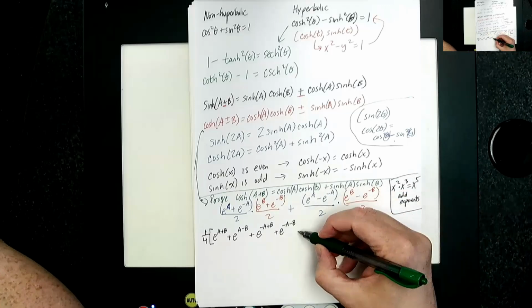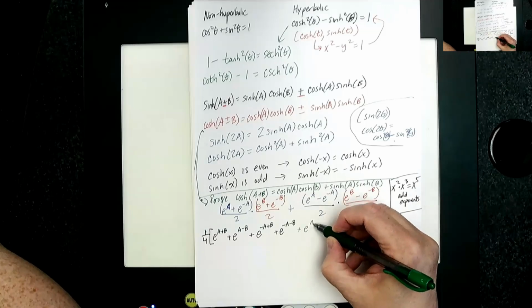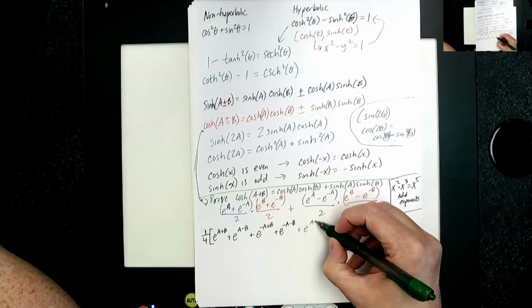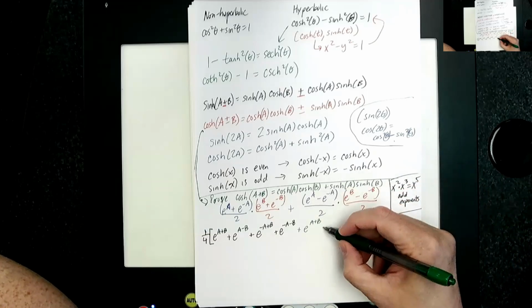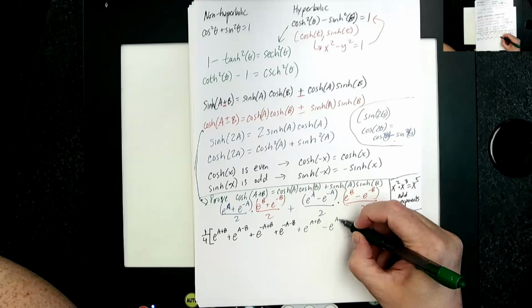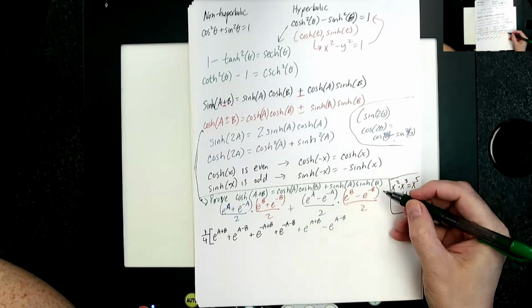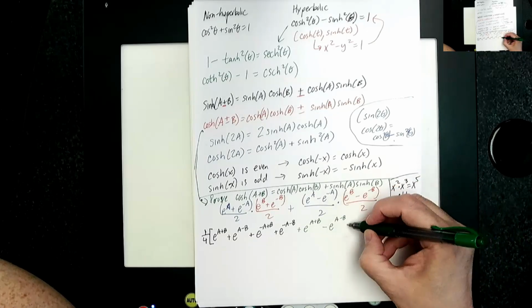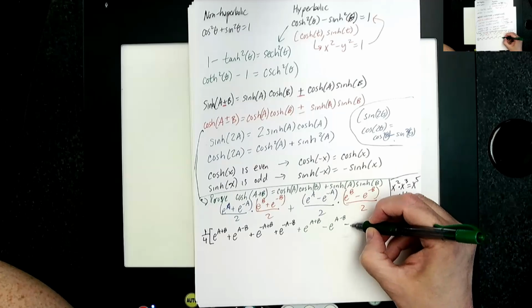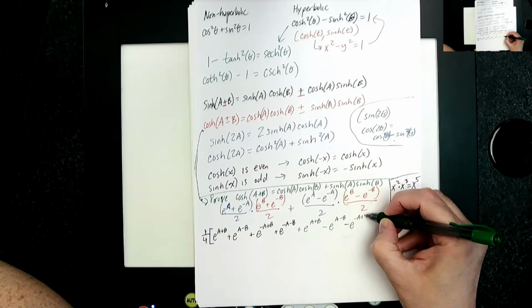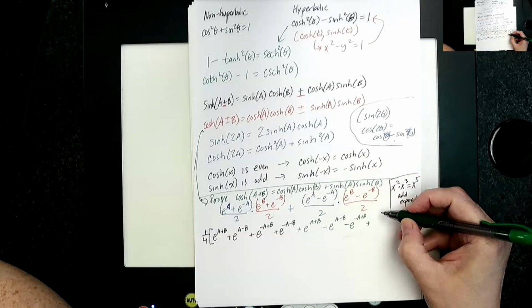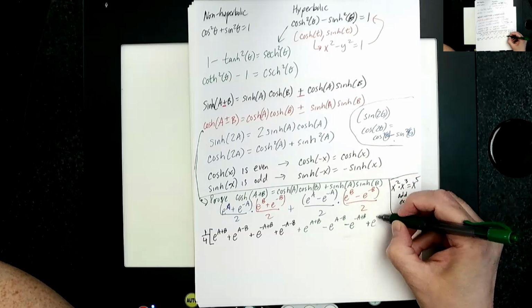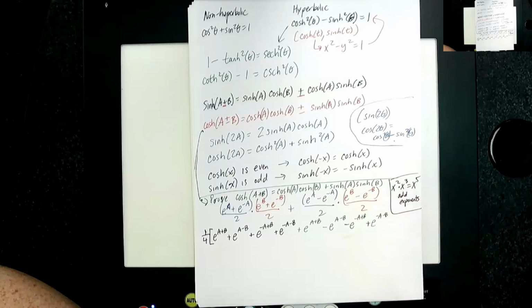We'll do the same over here. We've got plus e to the a plus b. Now I do outside, I have a minus e to the a minus b. If I do inside, I have another minus and then e to the minus a plus b. If I do last, it's positive again, e to the negative a minus b.